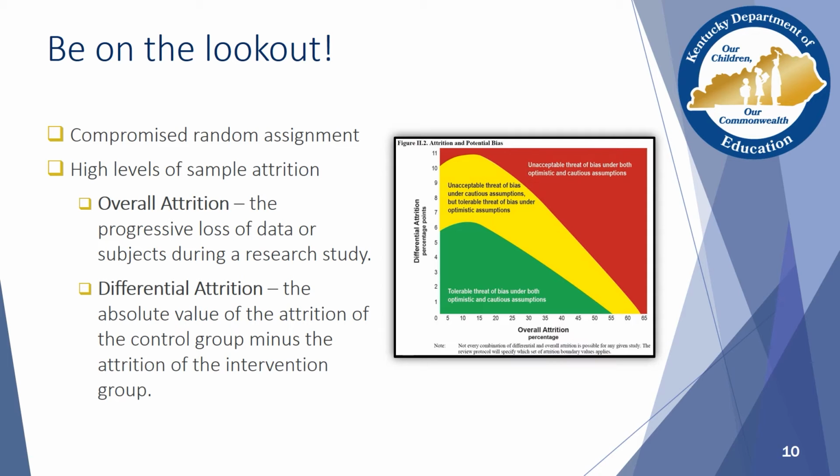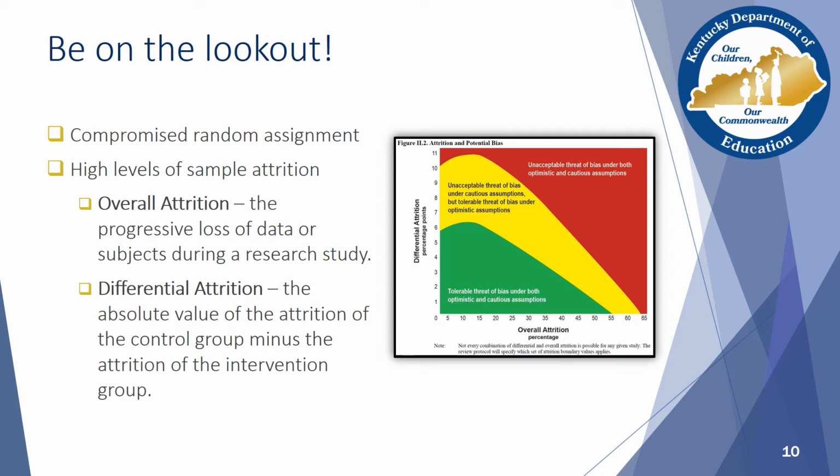Another common concern for experimental studies is the rate of attrition. Attrition is the progressive loss of data or subjects during a research study. Attrition creates bias that may impact the outcome of a study. Both overall attrition and differential attrition, that is the attrition that occurs within the intervention and control groups, are important for interpreting the results of a study. The WWC sets a standard for acceptable rates of attrition using the attrition and potential bias table on the screen.